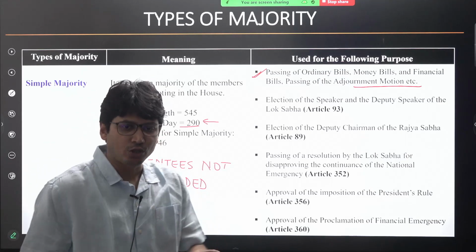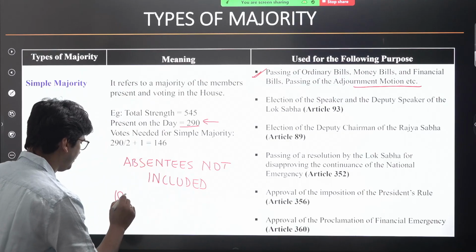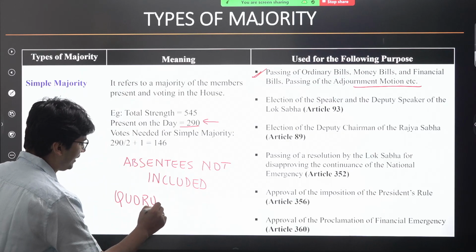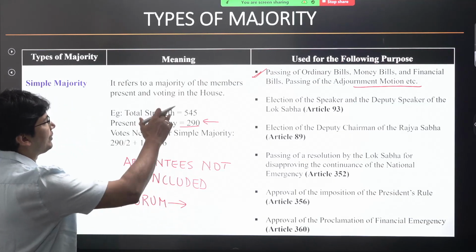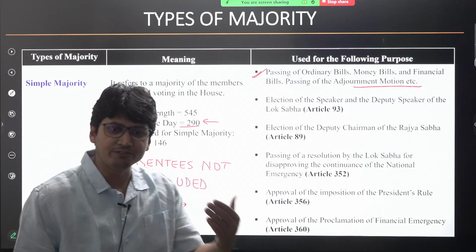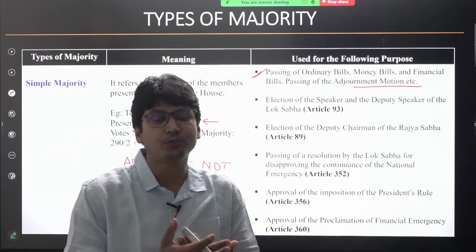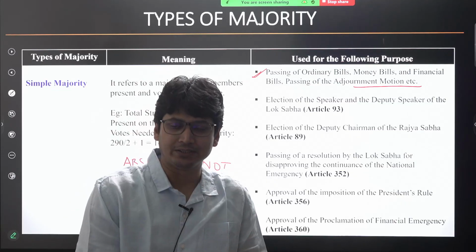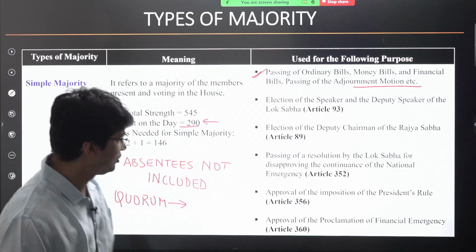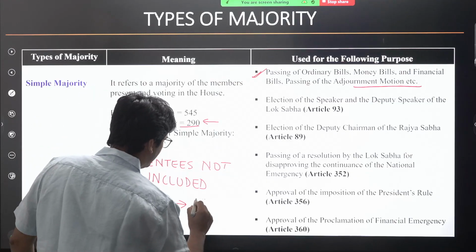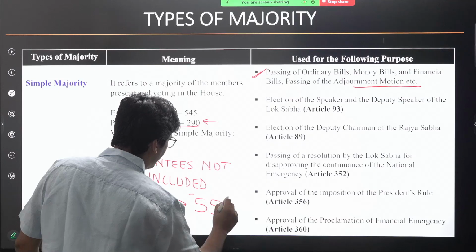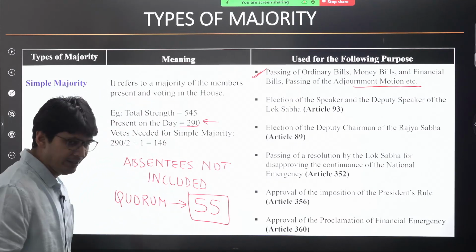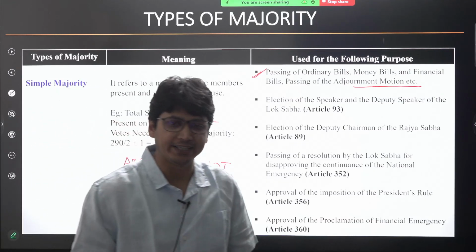Please understand there is a concept of quorum. Quorum means the minimum number which should be present in the Lok Sabha for proceedings to continue, and the minimum quorum is 10% of the total strength, and hence the quorum for Lok Sabha comes to 55. So if there are at least 55 members, then voting or proceedings can take place.